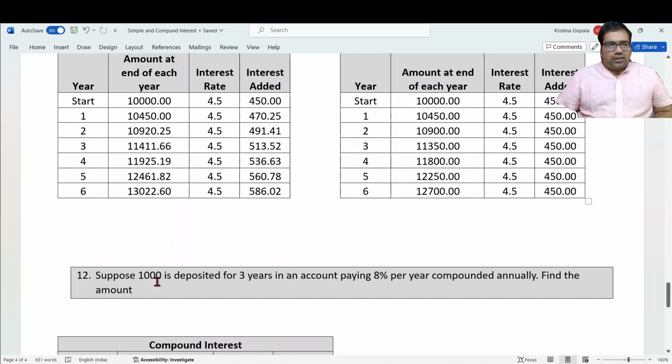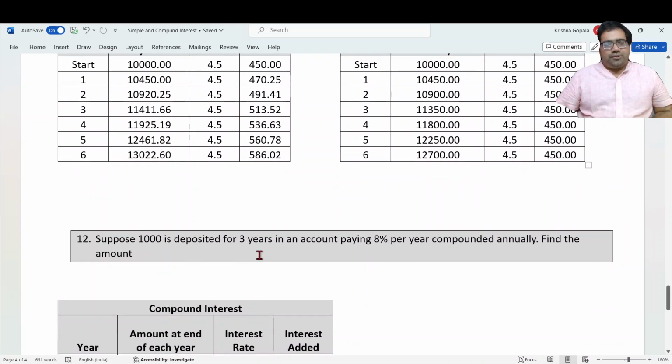cool. Then next one. Suppose 1,000 is deposited for 3 years in an account paying 8% per year compounded annually.